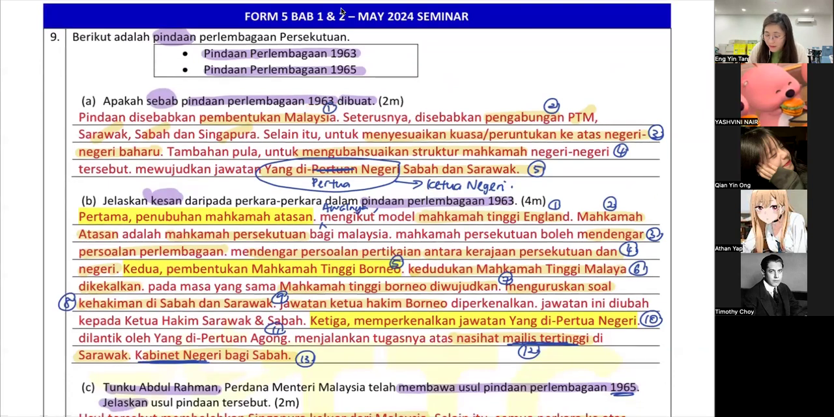So let's talk about the detail. The kesan-kesan pindaan perlembagaan 1963. I told you we have the structure. We changed some structure, right? So what's the structure change is the Mahkamah Atasan. Okay, the story is like this. Can you see I add some answer here? I told you ada sikit mistake lah. So I add here. Awal means the beginning stage.